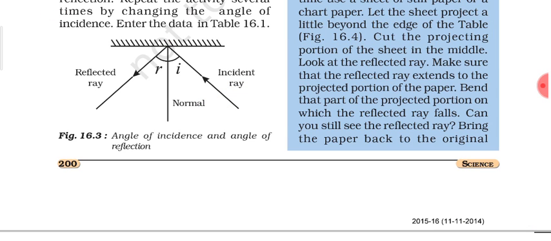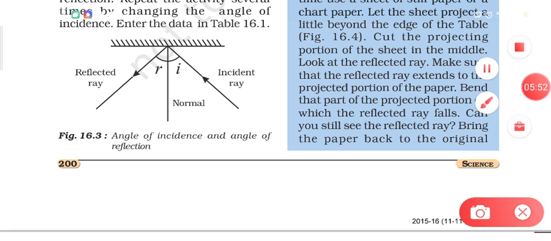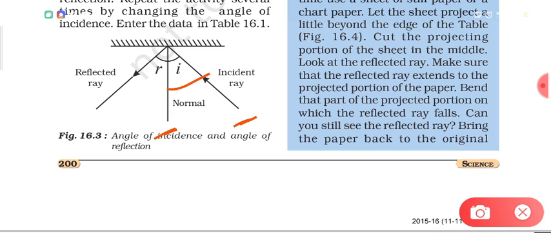So the first law of reflection says that the angle of incidence is always equal to the angle of reflection. Dear students, the angle between the normal and the incident ray is called the angle of incidence, and the angle between the reflected ray and the normal is called the angle of reflection. So always the angle of incidence is equal to the angle of reflection, right?